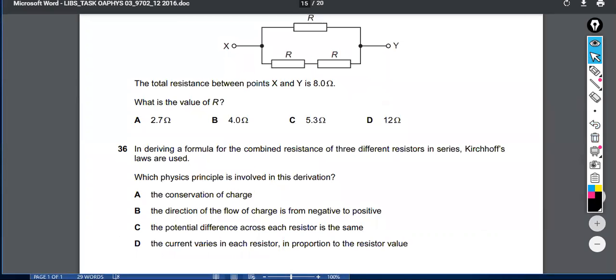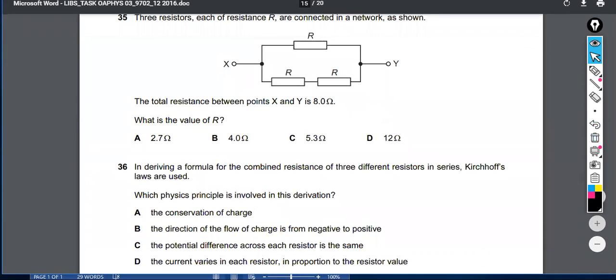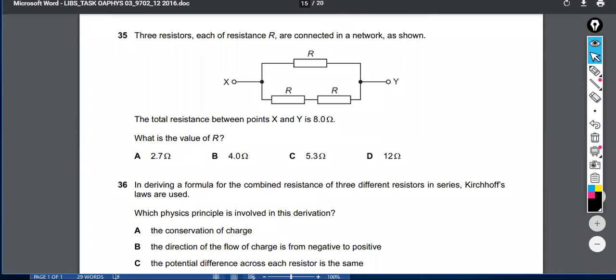Question 35 up there. Three resistors, each with resistance R, connected in a network as shown. The total resistance between X and Y, way over here, is 8 ohms. What's the value of the resistor R?